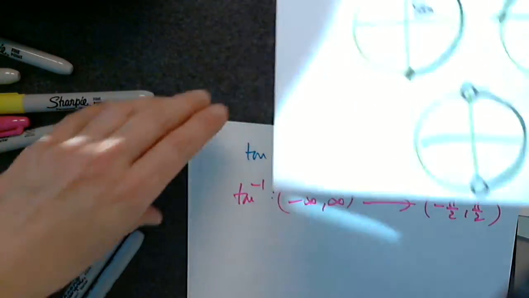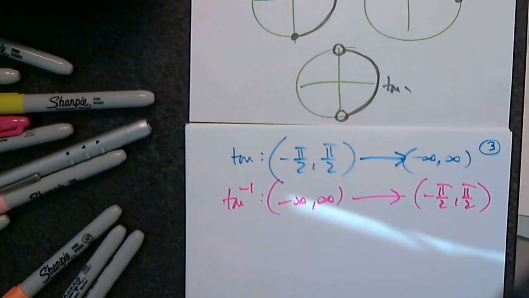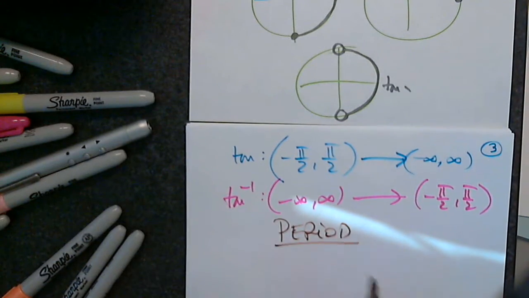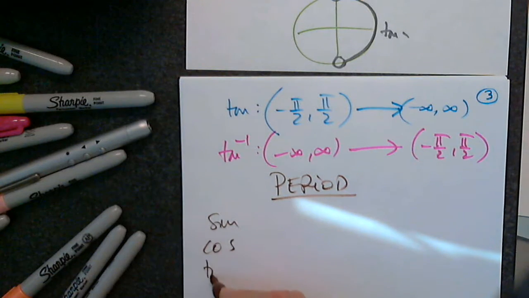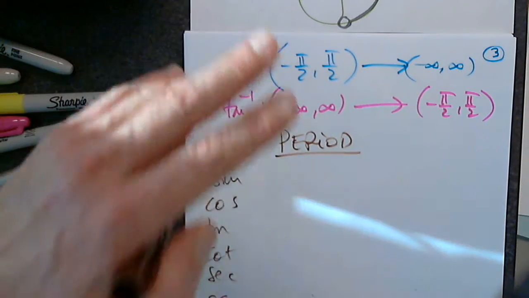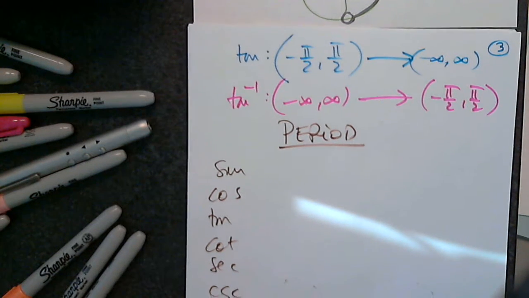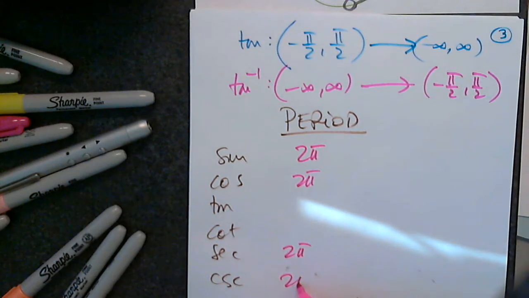Okay, now let's also write what I said and I didn't write. Period. For all functions one more time. For sine, for cosine, tangent, cotangent, secant, cosecant, although we have not graphed secant, cosecant, and cotangent yet. So we said all of them have what period? 2 pi. Yes. 2 pi, 2 pi, 2 pi, 2 pi.